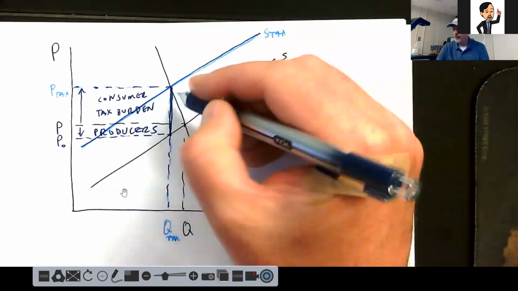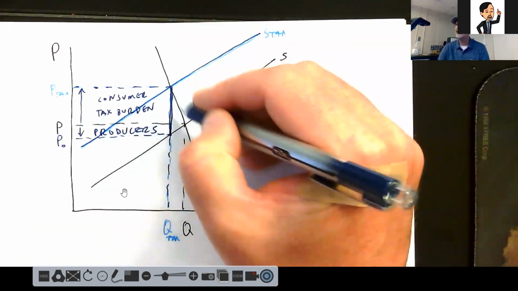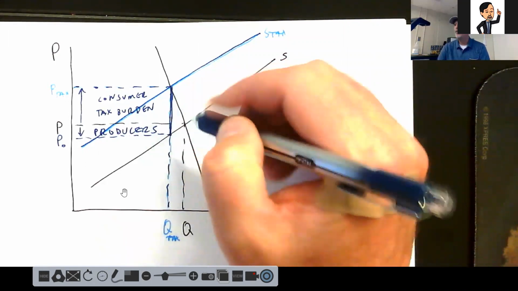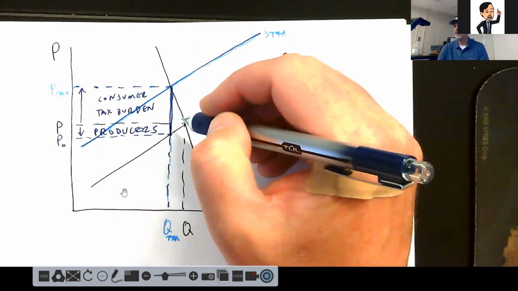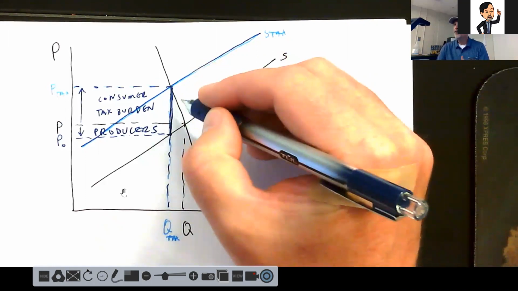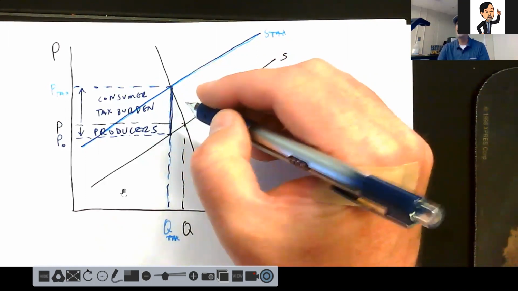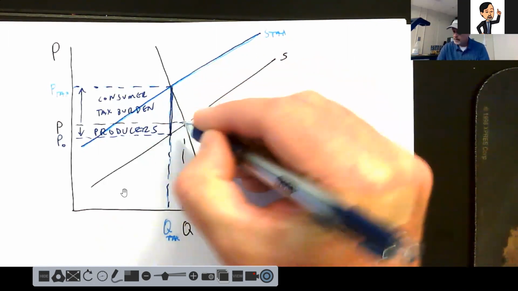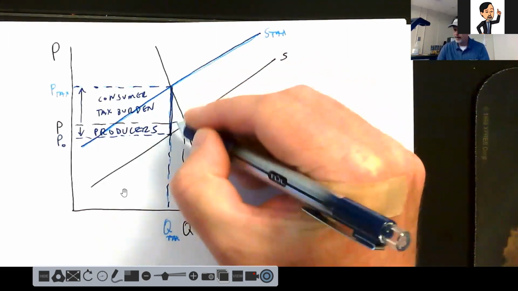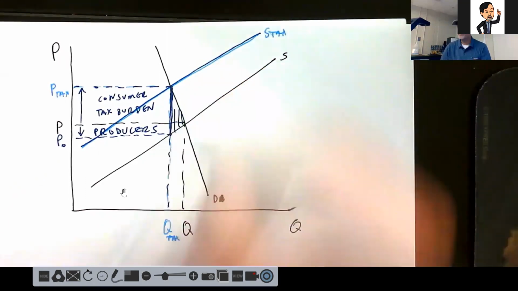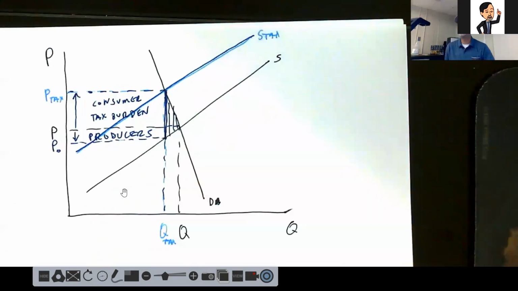You do see a few demanders who are kicked out of this marketplace. We do lose market participants in this. Those market participants lose consumer surplus. Producers lose surplus, and this area is deadweight loss that shows inefficiency in the marketplace because of the tax.